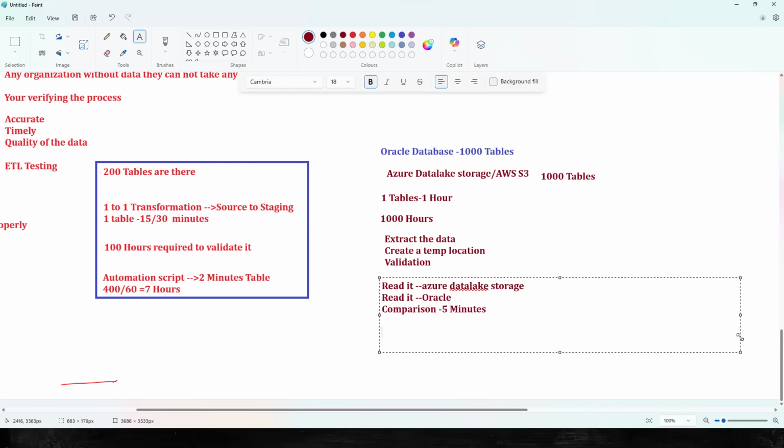How much time are you saving? 1,000 into 5, 5,000 minutes. Where is 1,000 hours? Are we saving a lot of time, guys? Everyone, are we saving a lot of time? So, sir, saving a lot of time is fine.